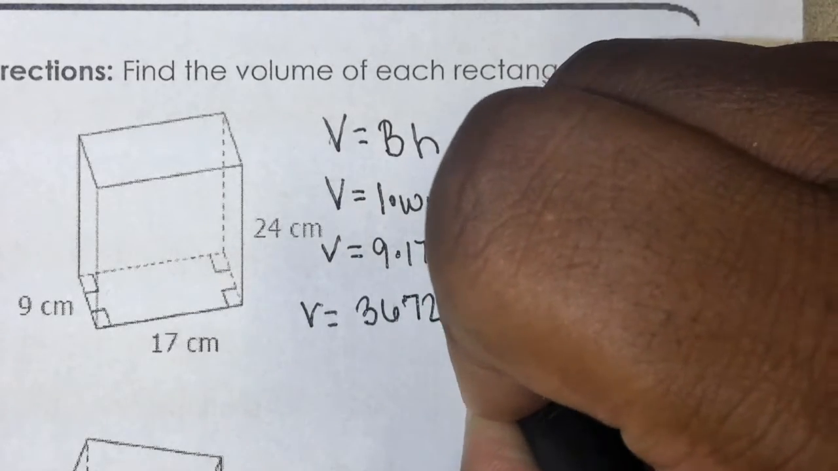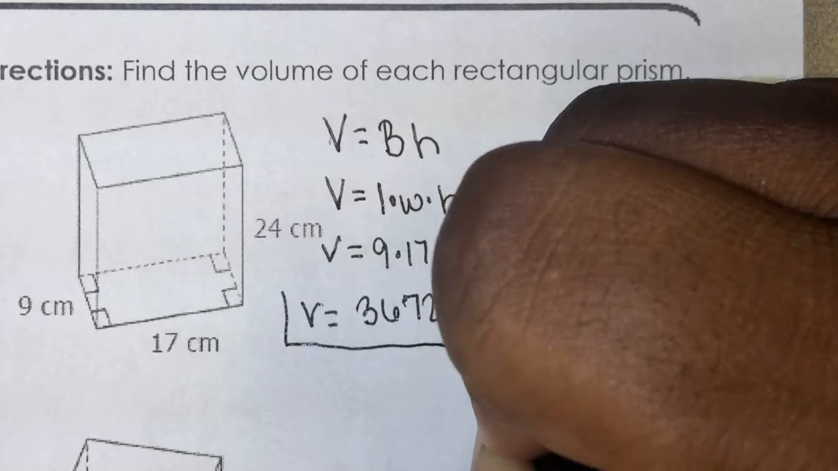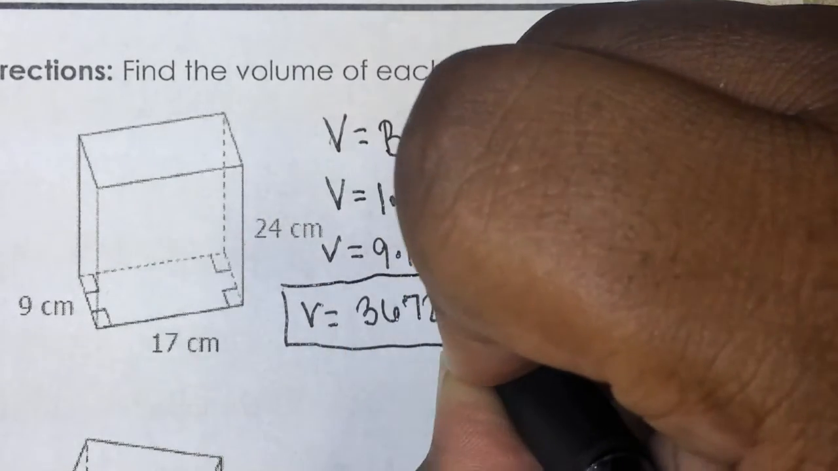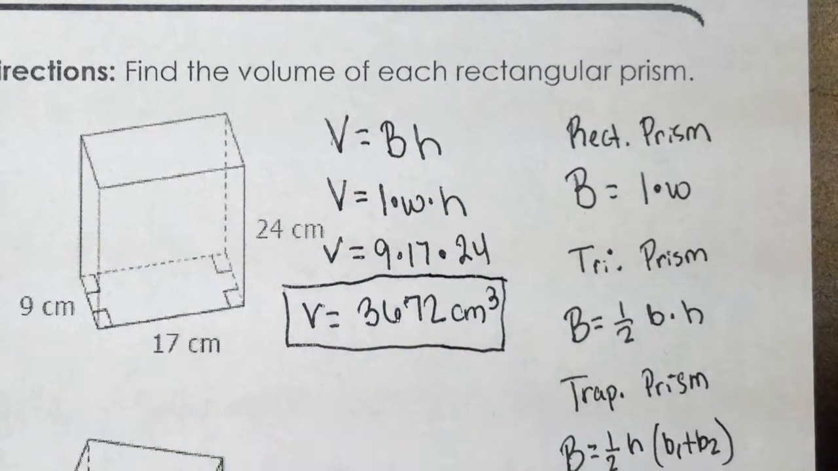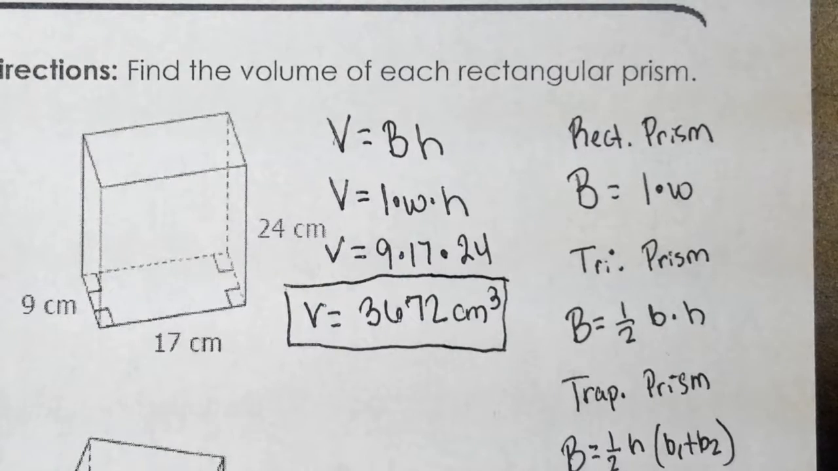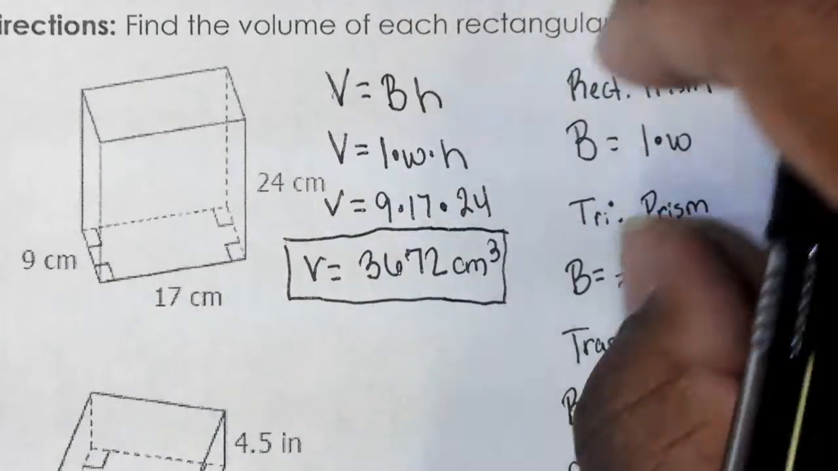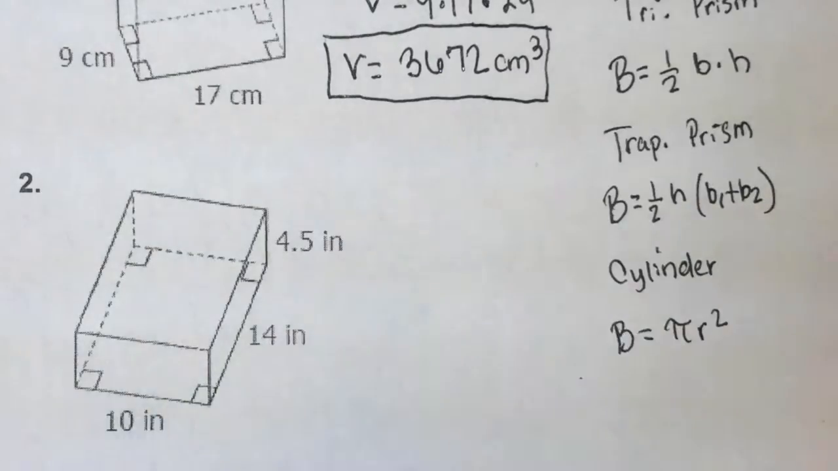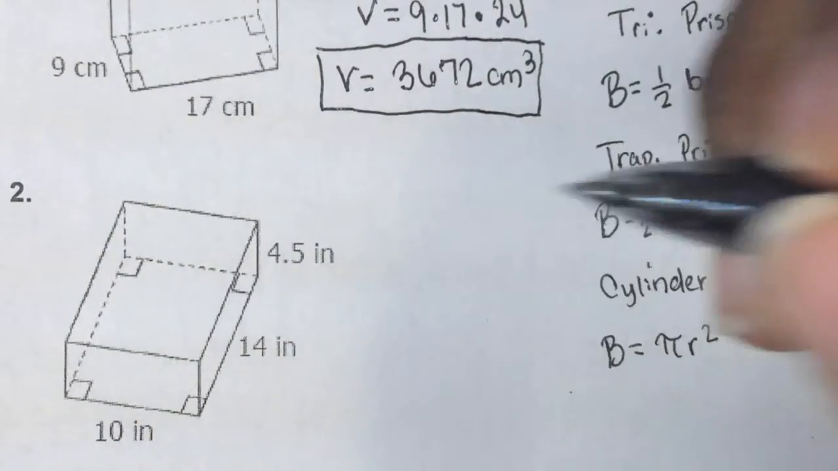3,672 centimeters cubed. To the third power. So, it shouldn't take y'all long at all to do a rectangular prism. If I see one of y'all sitting there staring at that for 5 minutes, I'm going to know you just whacked out.